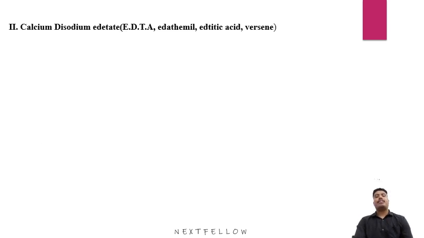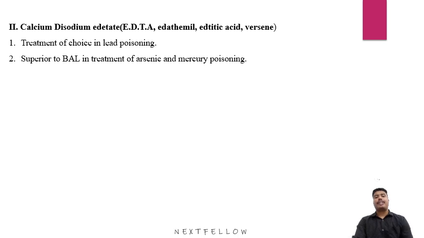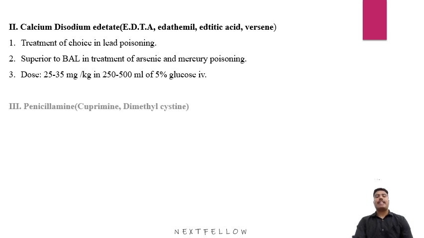The second chelating agent is calcium disodium edetate, also known as EDTA or edetamil or edetic acid or versene. It is the treatment of choice in lead poisoning. It is superior to BAL in treatment of arsenic and mercury poisoning. The dose for EDTA is 25 to 35 milligrams per kilogram in 250 to 500 ml of 5% glucose, and it is given IV.